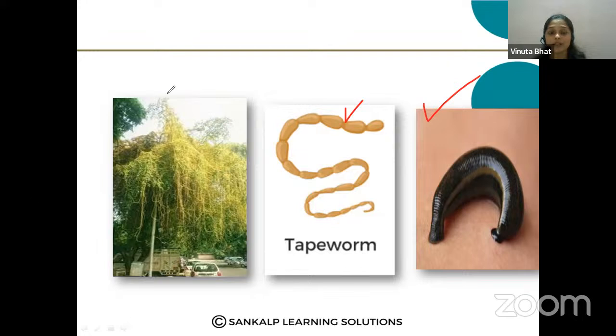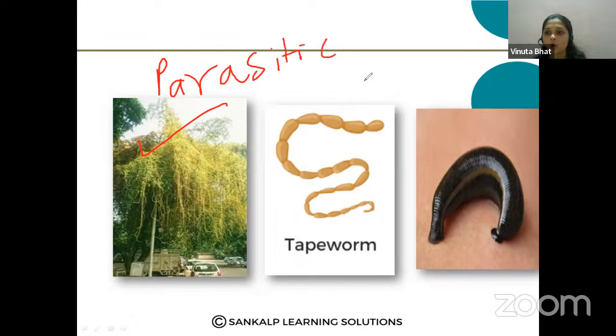And very important, this may be asked in an MCQ question. Note down, this is the cuscuta plant, but it is not an autotrophic plant. It is a parasitic plant. Why is it called a parasitic plant? Because it depends on the other plant to obtain its nutrition. It is not performing photosynthesis. This cuscuta is not performing the photosynthesis process, so it is called a parasitic plant. Very important, note down this.